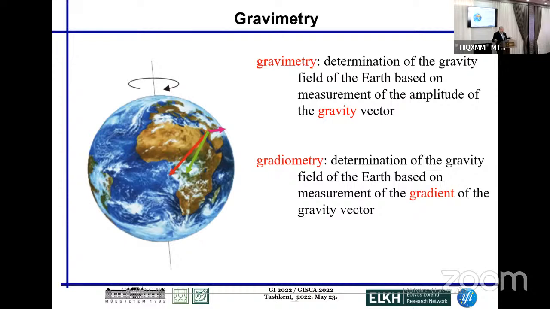In this presentation, we will have an overview, which I think will be rather interesting also for GIS experts, of how gravimetry has developed from classical mechanics considerations to the present-day quantum technologies. So next slide, please.